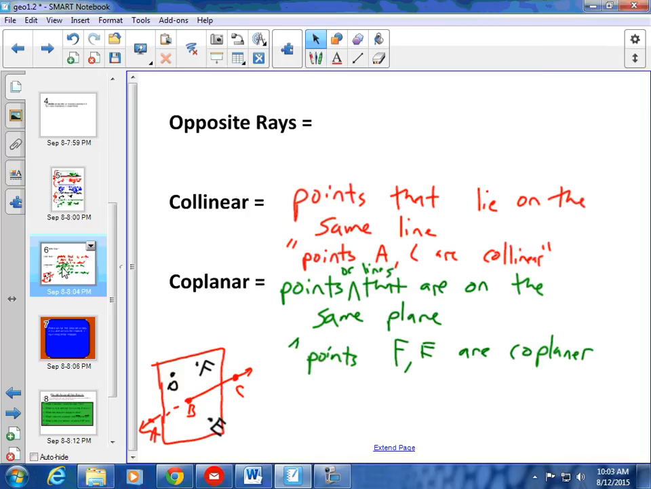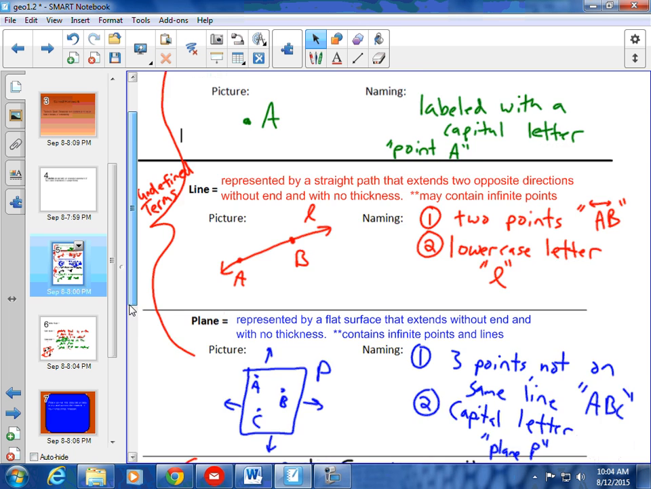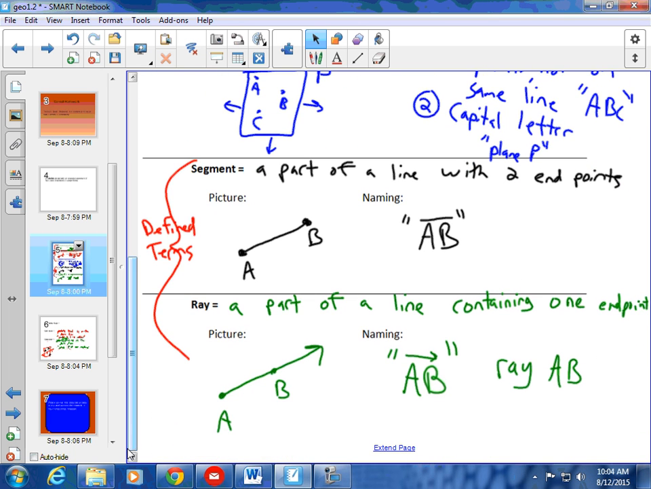Okay, so that's basically what we wanted to accomplish today. Getting to know those few terms. We had collinear and coplanar were our last two. Same plane, same line. And then the other main terms, we had the undefined terms point, line, and plane, where looking at the picture and the label are really important. Remember, they have no thickness, no size to them. And then segment and ray are kind of defined terms that come from a line. A segment is just a part of a line with two endpoints, and a ray is a part of a line that has just one endpoint and goes to another point to label it.